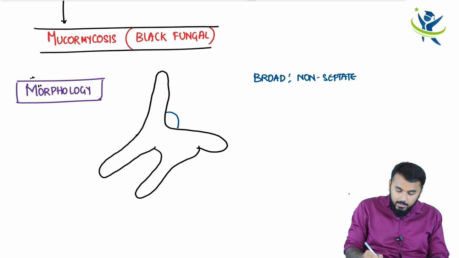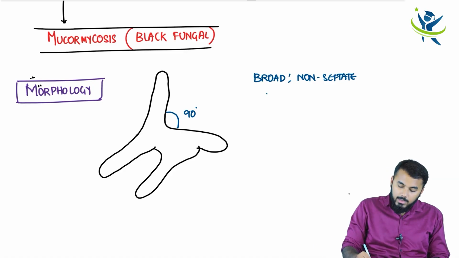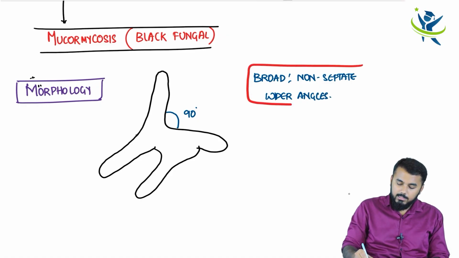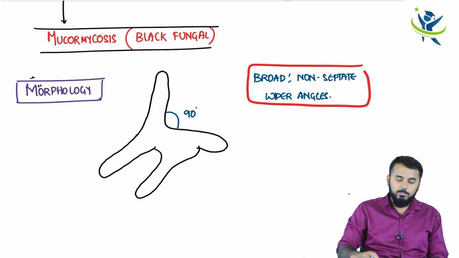Now, are they branching at acute angles or at wider angles? Look at this angle here. It is almost equal to 90 degrees, isn't it? So they are branching at wider angles. So first, by looking at the picture, you can infer that this is broad, non-septate, and branching at wider angles, right? So let me show you the picture now.